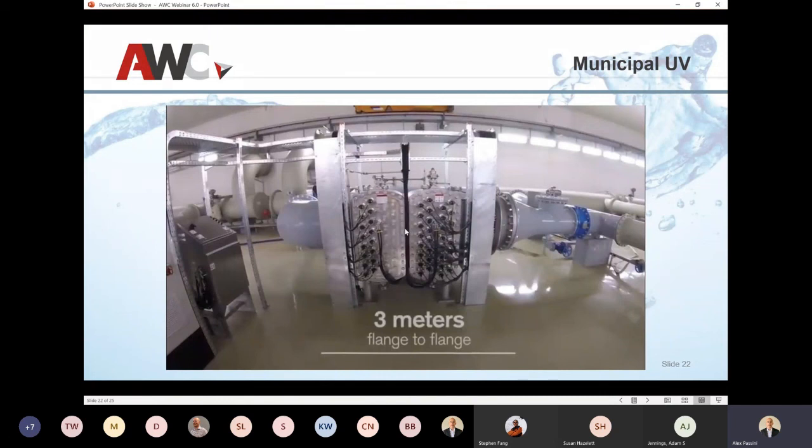So if we want to increase our flow, we could potentially add another bank. And if we're operating at anywhere between 800 to 900 gallons a minute, and we need to go up to 1,500 gallons a minute, we would have a different bank. So this is when it goes into the municipal market.